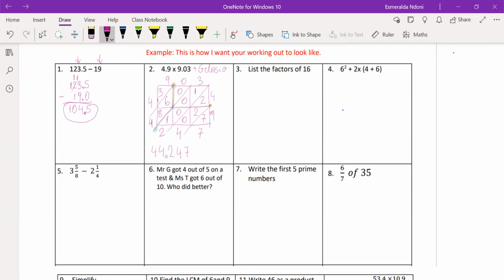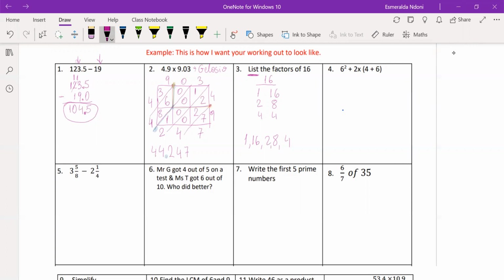Number 3, list the factors of 16. Factors go into the number. So, and factors always go in pairs. We have number 16 to work with. We do them in pairs, 1 and 16, 2 and 8, and 4 and 4. The question is asking us to list. So we're going to put a list, 1 and 16, 2 and 8, and 4. We do not need to put 4 down twice.